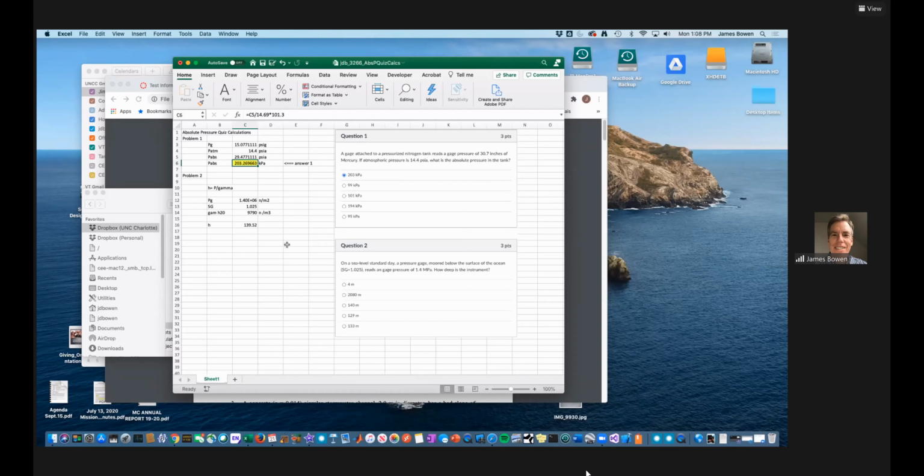All right, so that's question one. Now question two is the one that I've had several students ask me about. On a sea level standard day, a pressure gauge is moored below the surface of the ocean. Imagine there is, and this is a very practical problem, I've done exactly this sort of thing, a pressure gauge at a depth. You read out pressure, but what you're really interested in is water level. And this is a way to do it.